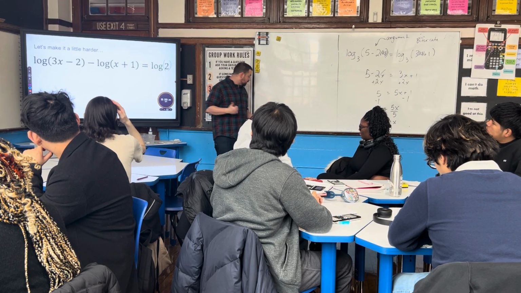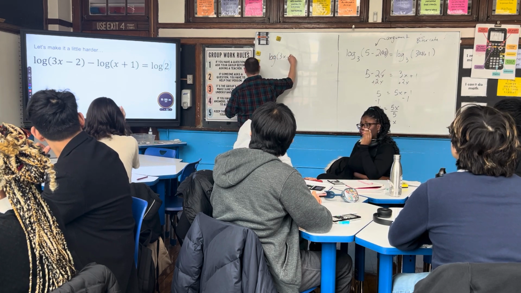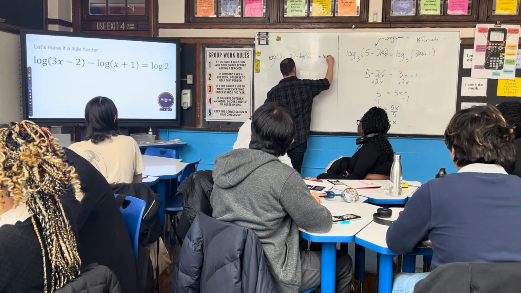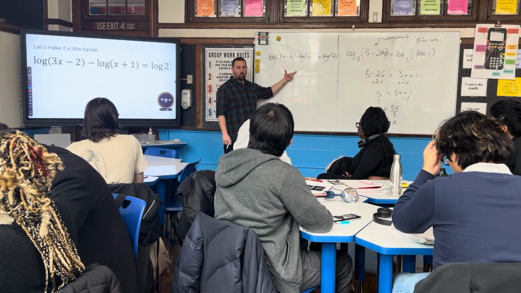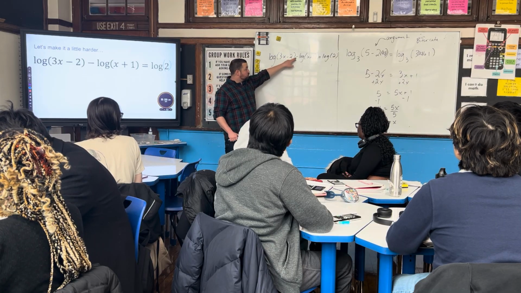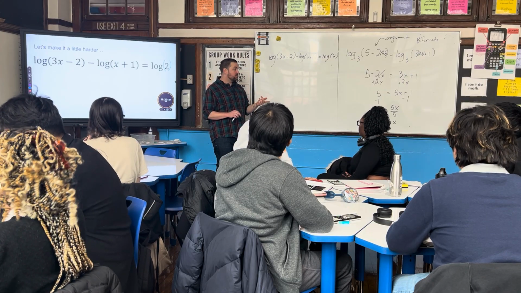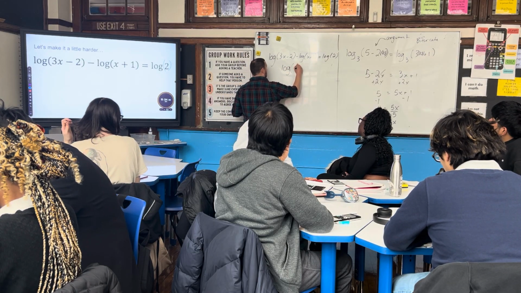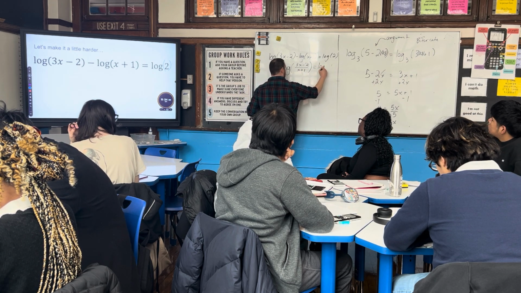So what do we have to do to solve this equation? We have log of 3x minus 2 minus log of x plus 1 equals log of 2. How do we turn the left side to only have one log? Does anyone remember what subtracting 2 logs becomes inside the argument? It becomes division. So the left side would simplify to be log of (3x minus 2) over (x plus 1) equals log of 2.